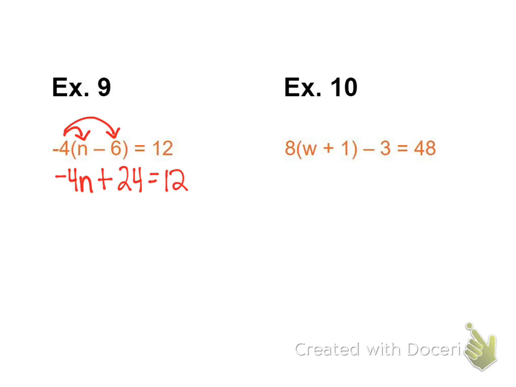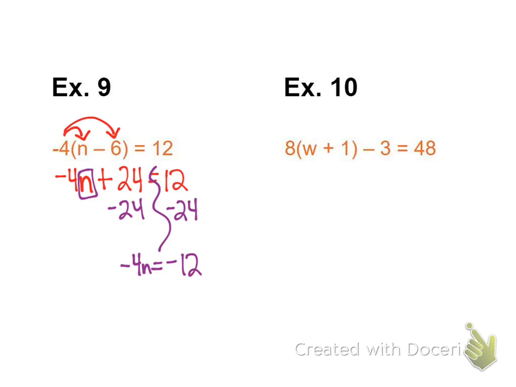Is there anything else that we can simplify? No. So now we're ready to do our inverse operations. Trying to get n alone. So yes, we subtract 24 on both sides. What does that leave us with? -12. Good. -4n equals -12.